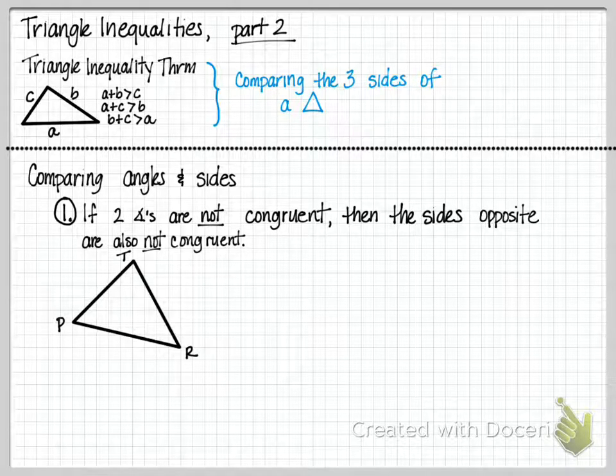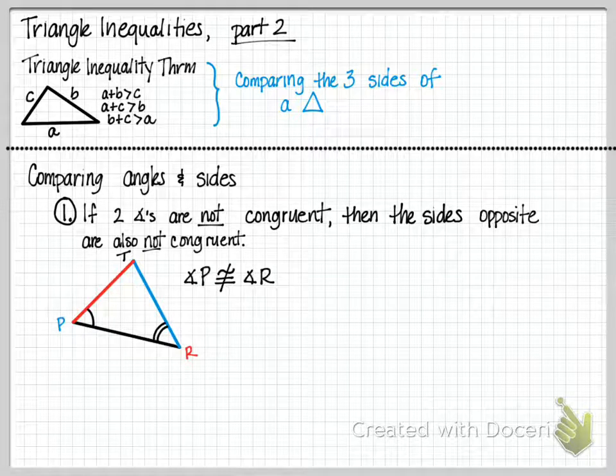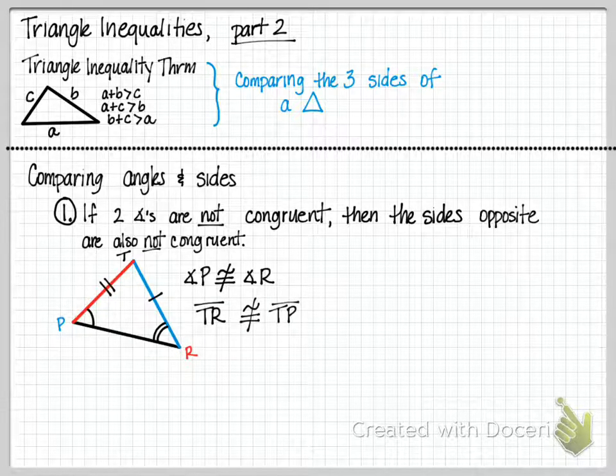Looking at an example here, we have a triangle PTR, and in that triangle we have angle P, whose opposite side would be the side TR, and we have angle R with its opposite side TP. It's given that the two angles are not congruent, so angle P and angle R are not congruent. This law is saying, therefore, their opposite sides, the side opposite P, the side TR, is not congruent to the side opposite angle R, which is the side TP.